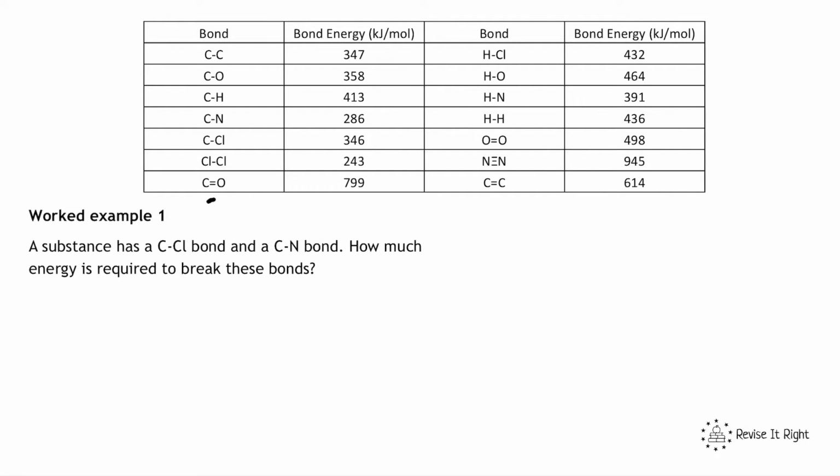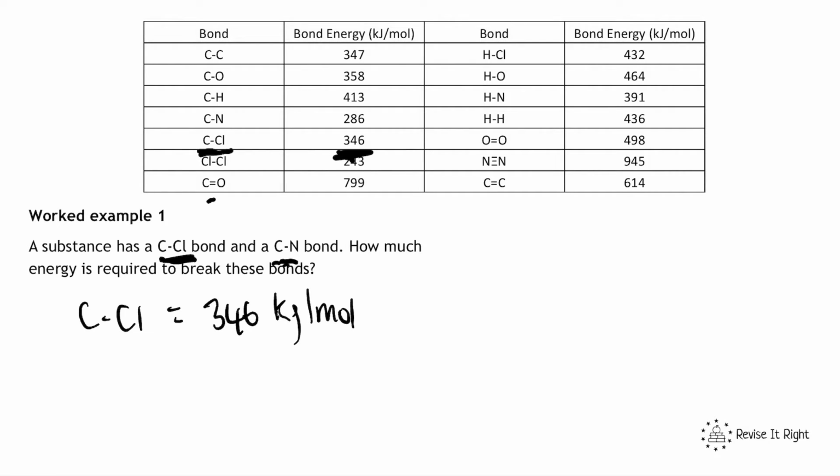So let's go through a worked example. A substance has one C to Cl bond and one C to nitrogen bond. So one carbon to chlorine bond and one carbon to nitrogen bond. How much energy is required to break these bonds? Well, we have to look in our table and find each of these bonds. So we'll do carbon to chlorine first, which is here. And the energy required to break that bond is 346. So we write that down, 346 kilojoules per mole.